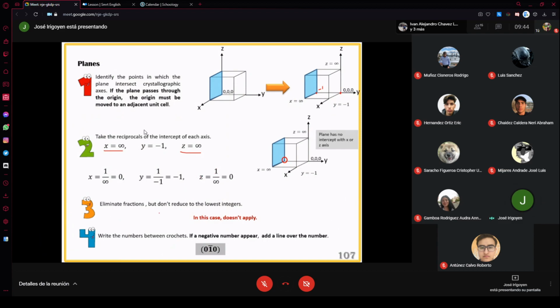So, as in the other case, we don't have fractions, so we only write the indices between parentheses. So you have 0, -1, and 0 here, right? Questions up to this point? No. Okay.